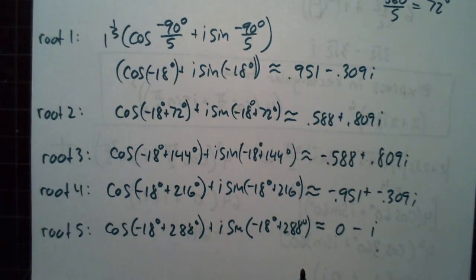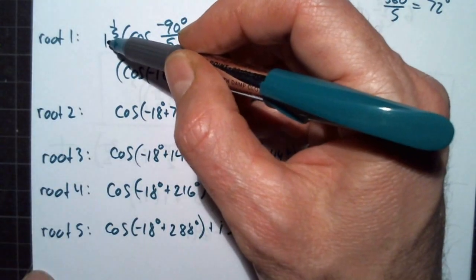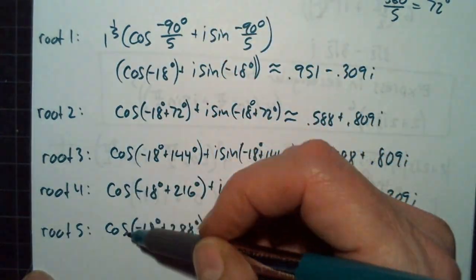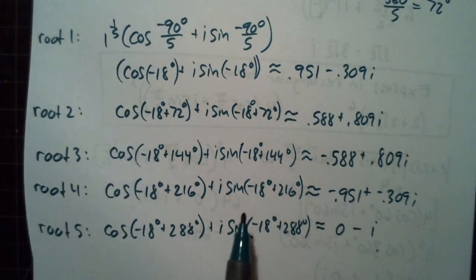And don't forget, this only had a 1 as a coefficient, so we didn't have to worry about that, but we want to always have a 1.